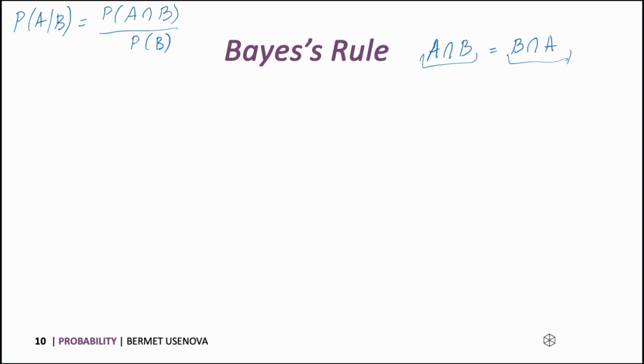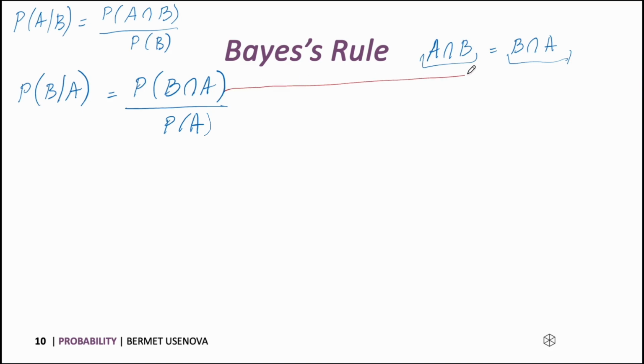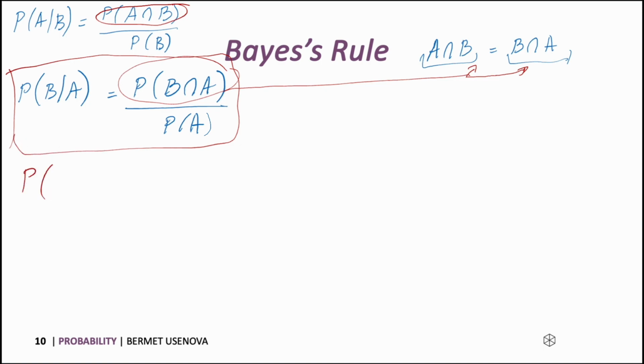And correspondingly, if we want to find the probability of event B given A, it is the probability of B and A divided by the probability of A. And we know also, so this and this are basically the same. Okay, and we can rewrite this equation for the probability of B and A.